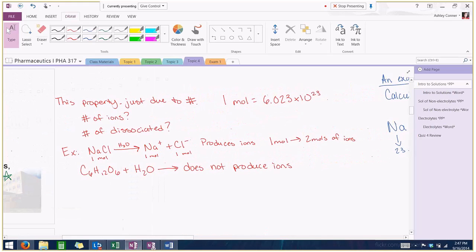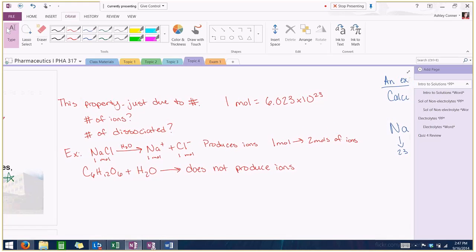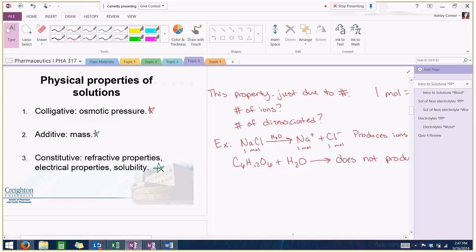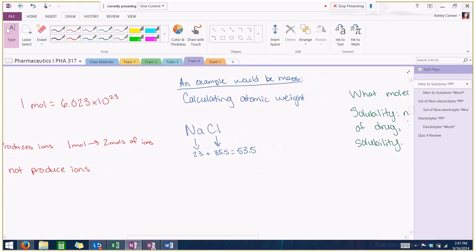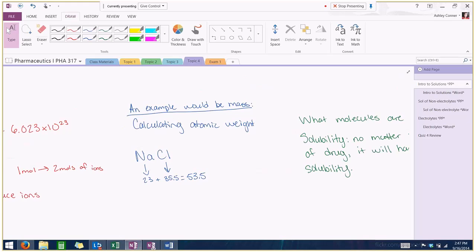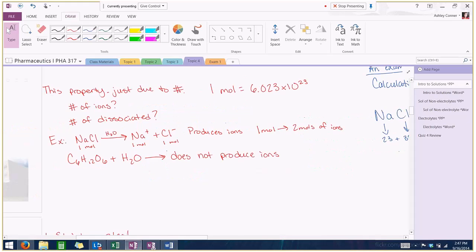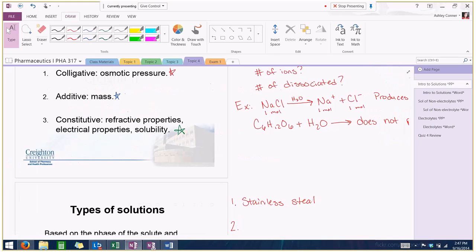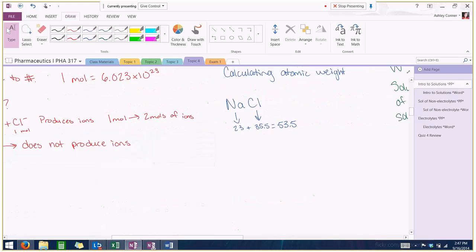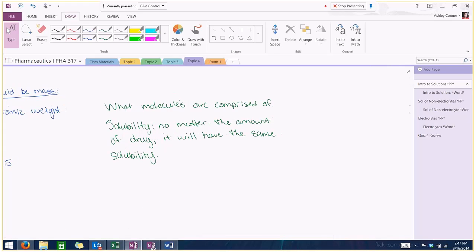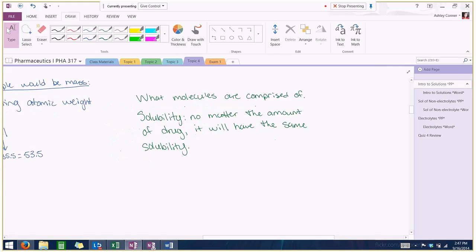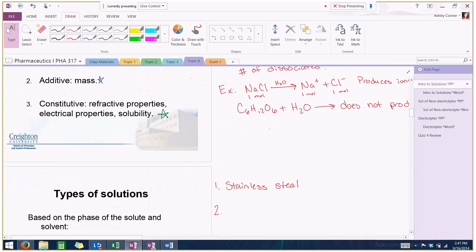This property is only due to numbers. So 1 mole would always equal 1 mole and stuff like that. The additive is when you calculate stuff, like calculating atomic weight. And then constitutive is stuff like solubility. No matter the amount of drug, it'll have the same solubility. So those are some properties that he described that we can use to describe solutions.